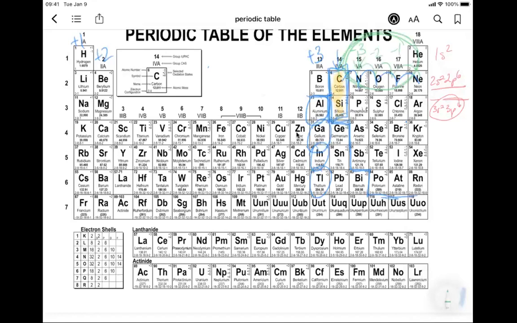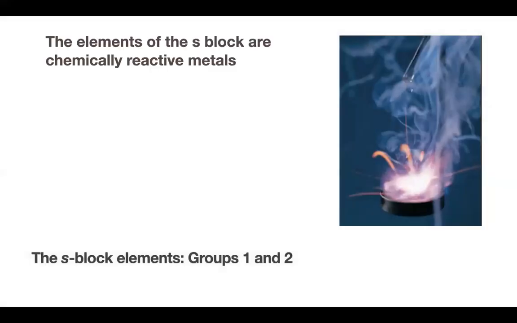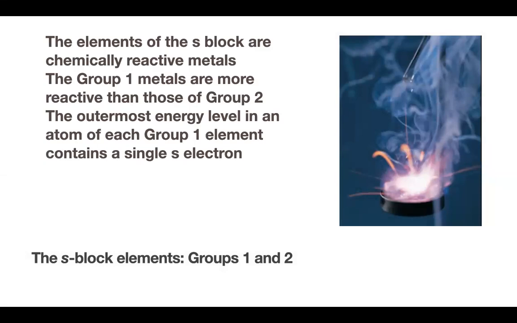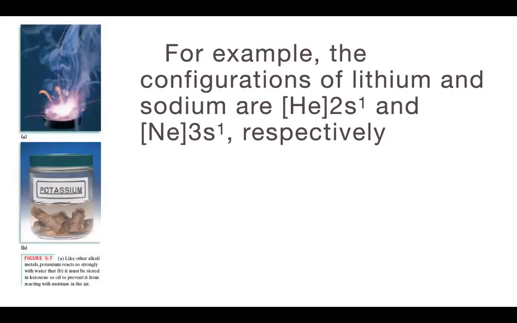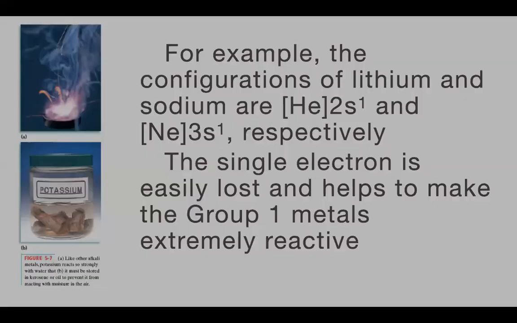The bottom line, going back to the original point, to tie together everything we've been learning so far, is that group 1 is more reactive than group 2 because they only have 1 valence electron to get rid of, whereas group 2 has to find something to take 2 electrons, not just 1. For example, lithium is helium 2s1 and sodium is neon 3s1. So the single electron is easily lost and makes group 1 extremely reactive.